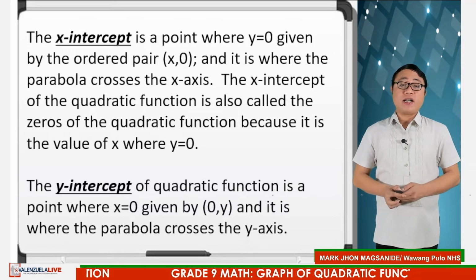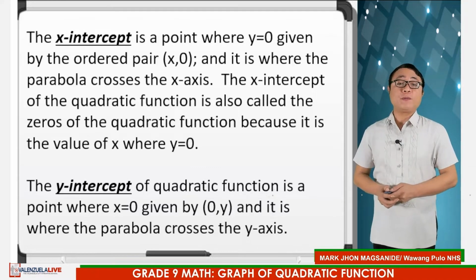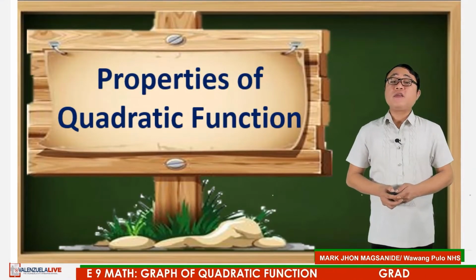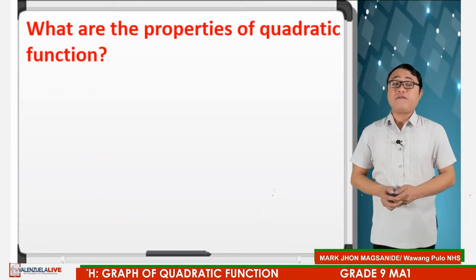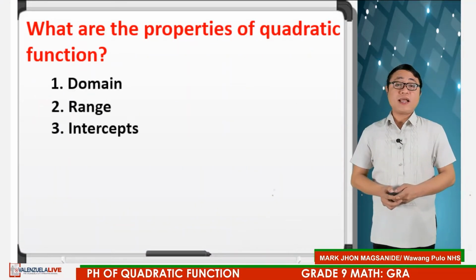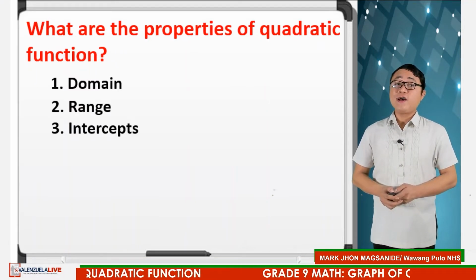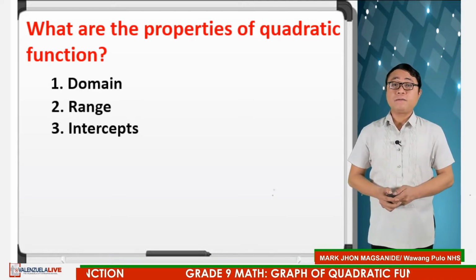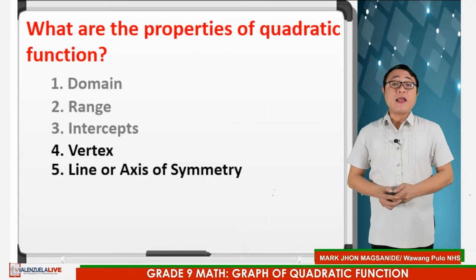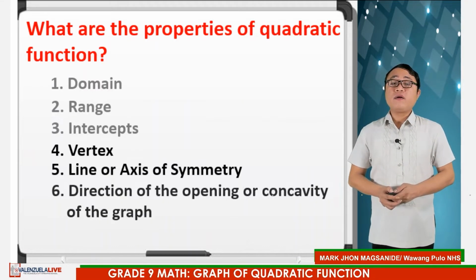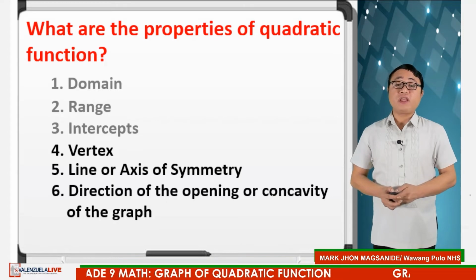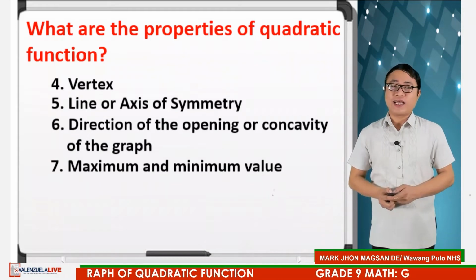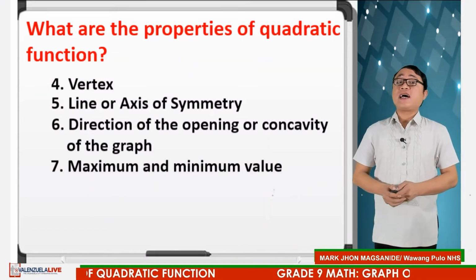To continue our lesson, I'm going to discuss the other properties of the graph of a quadratic function. The first 3 properties discussed last FB Live are domain, range, and intercepts. And for today, we will discuss the other properties of the graph of a quadratic function. They are vertex, line or axis of symmetry, direction or concavity of the graph, and lastly, maximum and minimum value of the quadratic function. Let us continue this discussion.